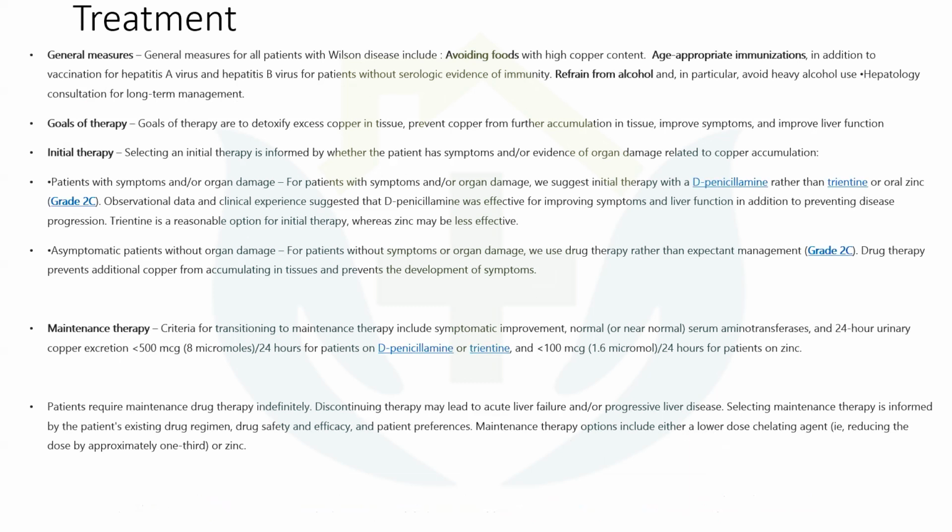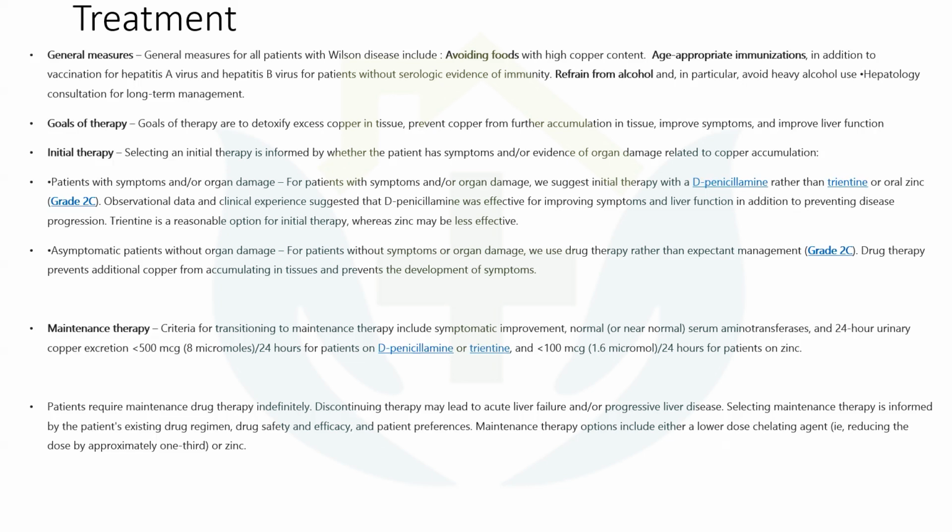So basically, the treatment in Wilson disease is avoiding food which contains copper, because copper is deposited in the tissue. So we need to restrict copper-containing foods. The other thing is, because the liver is affected, the patient is at high risk for hepatitis, so the hepatitis vaccine and other vaccines have to be taken. And also we have to refrain from alcohol, because alcohol will further damage the liver. The liver is the major organ damaged in Wilson disease.